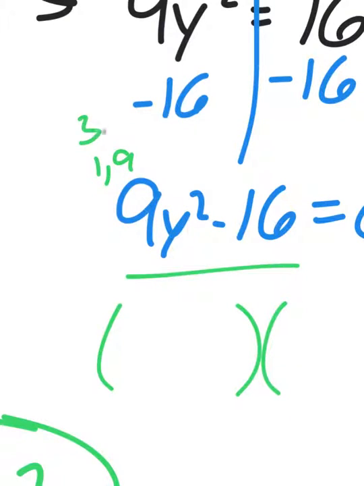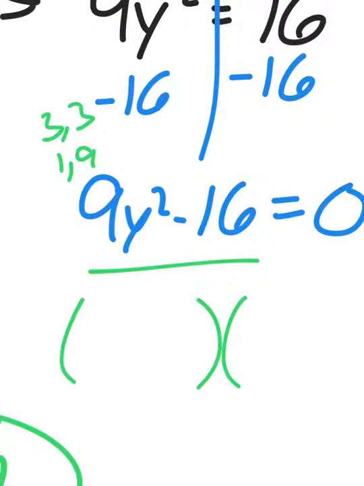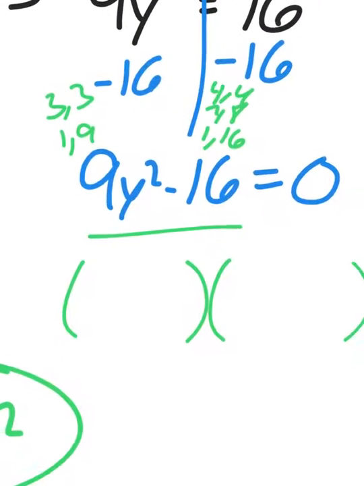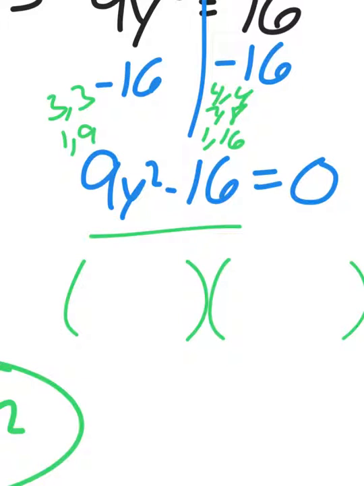1 and 9, 3 and 3, 1 and 16, 2 and 8, 4 and 4, okay? Again, as you can see here, I've got 9y squared. Well, that's my leading coefficient term. And then I have my constant. There's no, like, middle term, right?